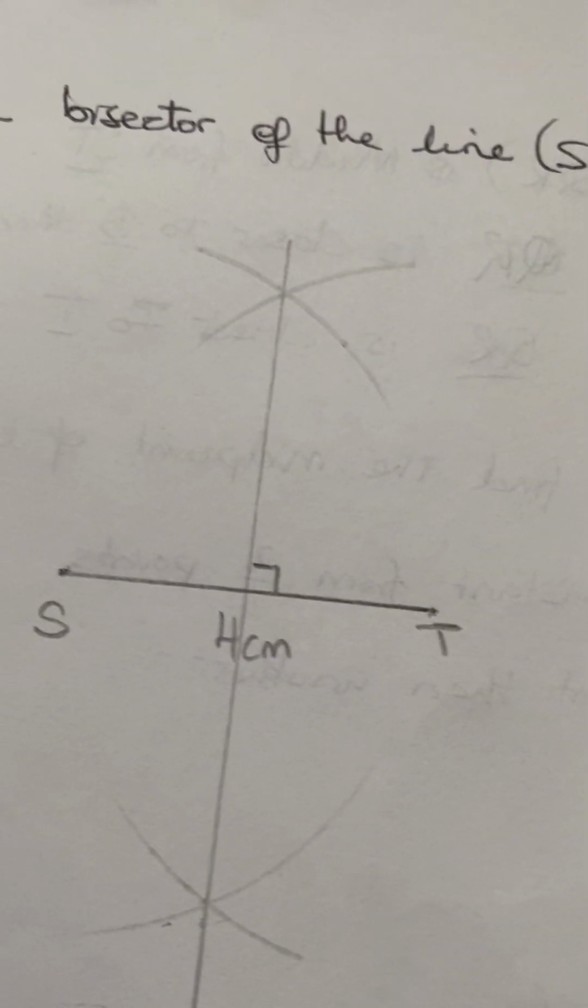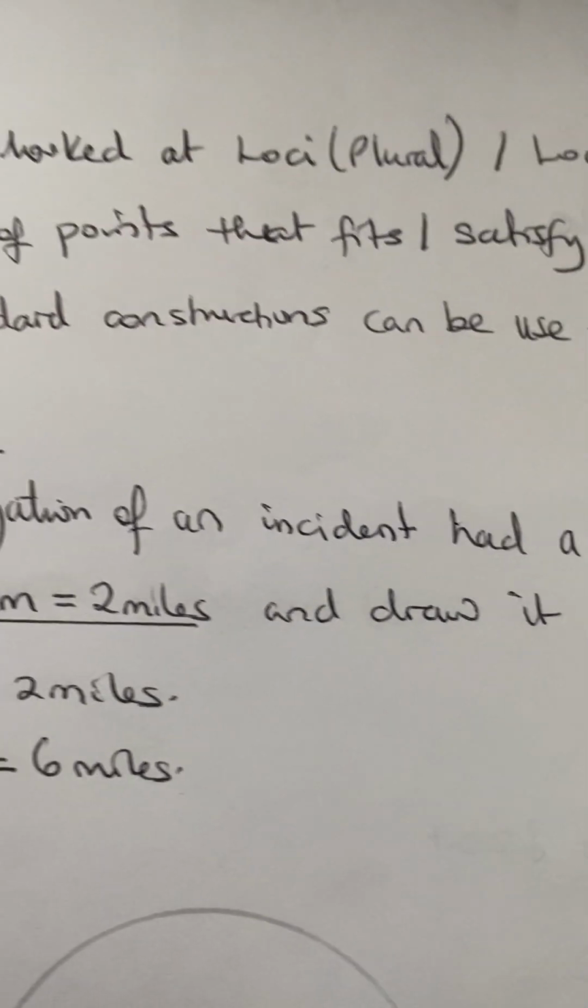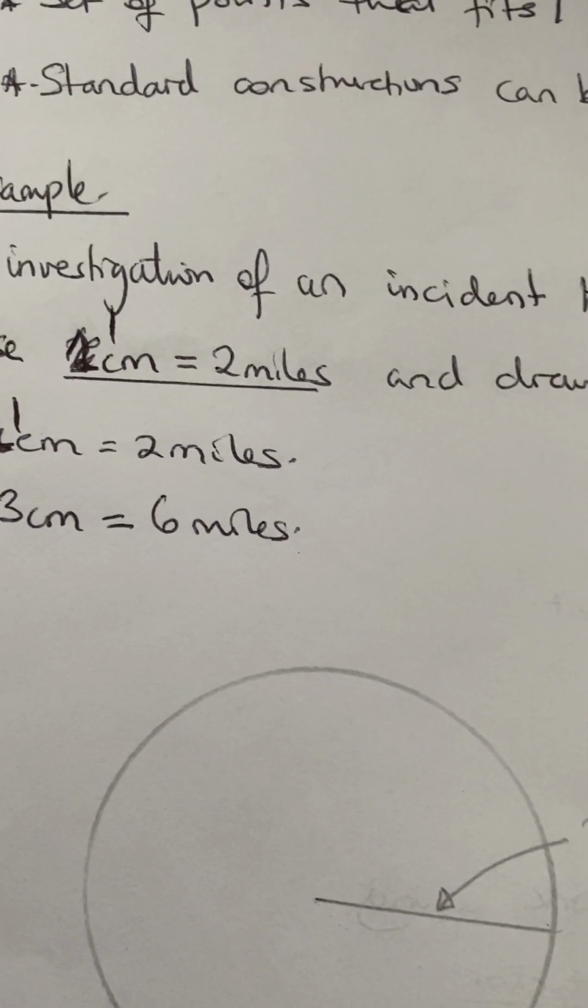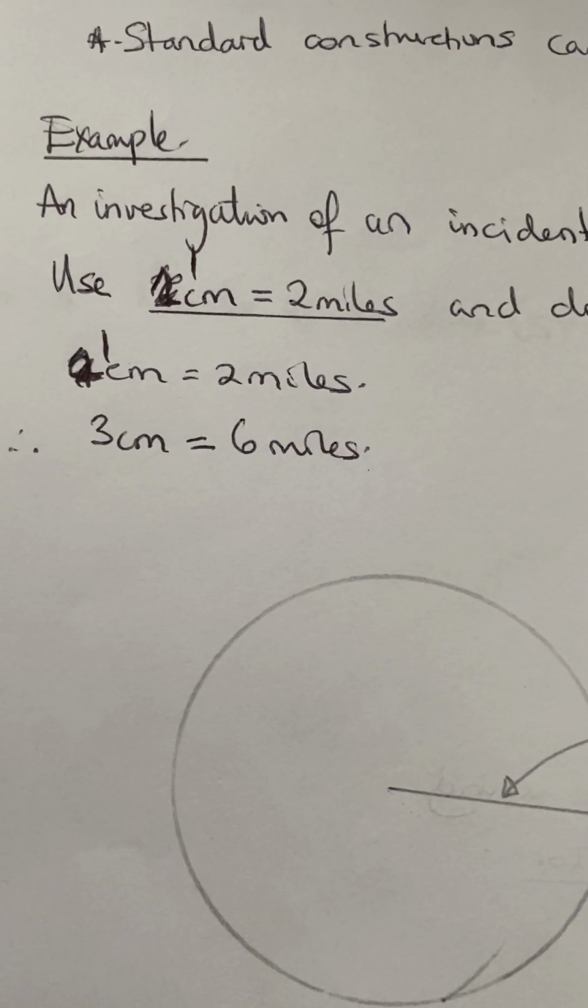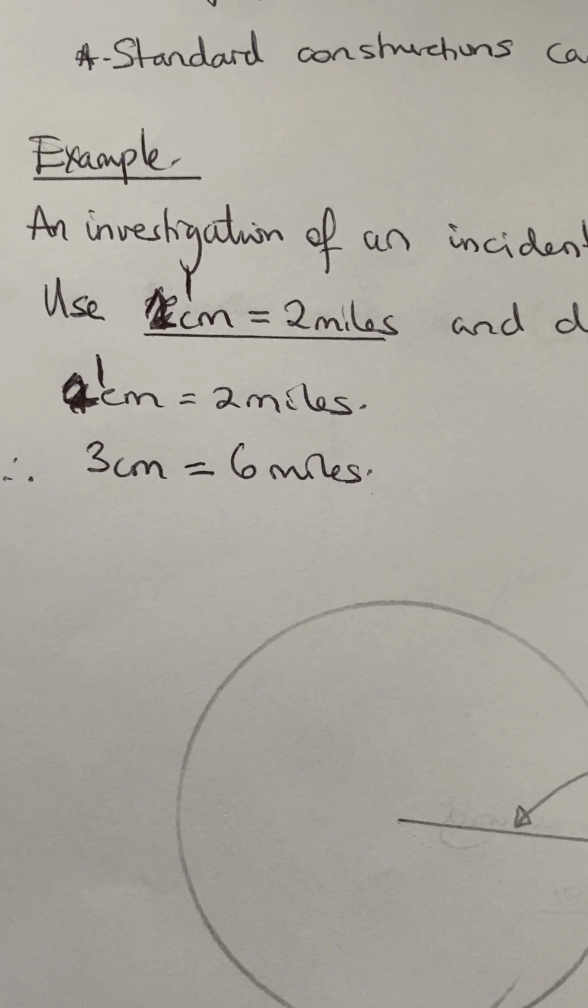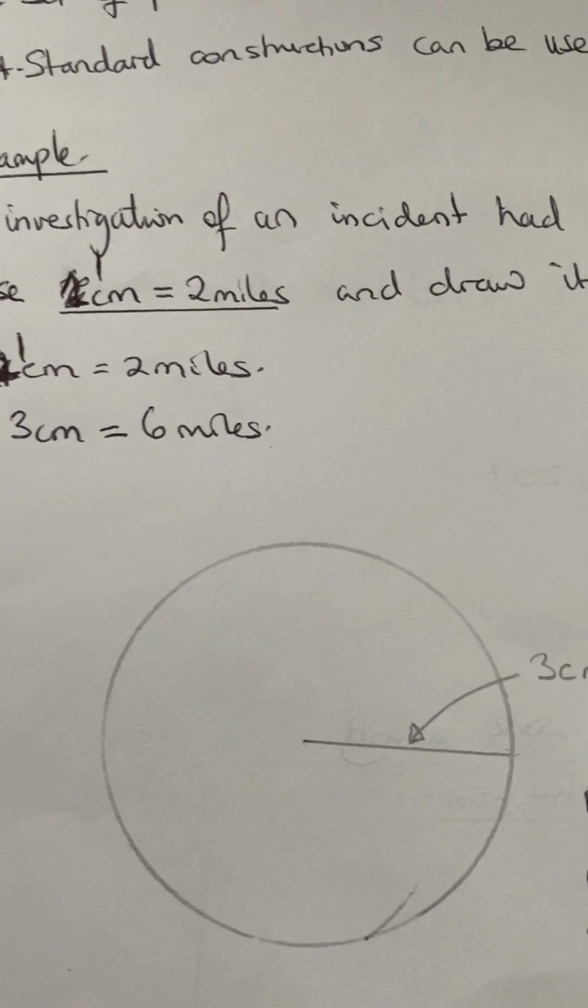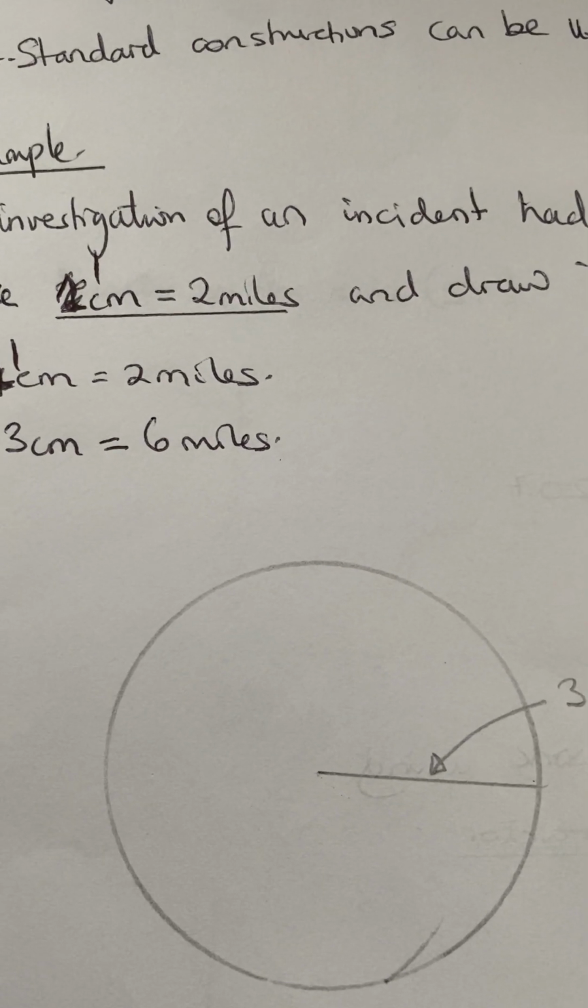So today, what have we been looking at? We've looked at our recap on loci. I've brought in an example of an incident 6 miles away from a point.